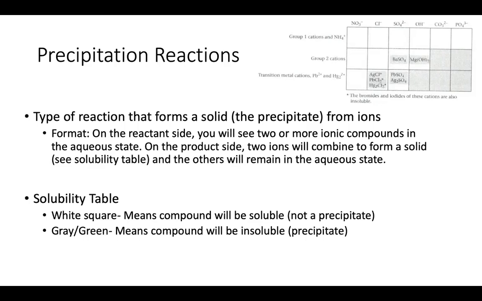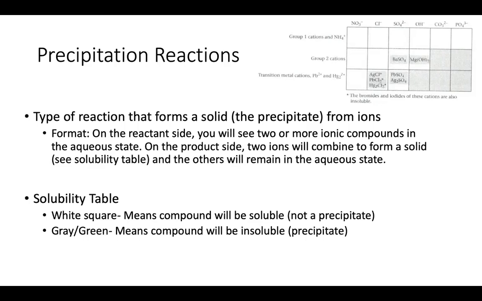So in the upper left-hand corner, for example, we have as our anion nitrate, NO3 minus, and next to it, it says group 1 cations and NH4 plus. That means if we have, for example, ammonium nitrate, which is NH4 plus, NO3 minus, if that is our ionic compound, because it's in a white square, it is soluble, which means it will not form a solid, okay?